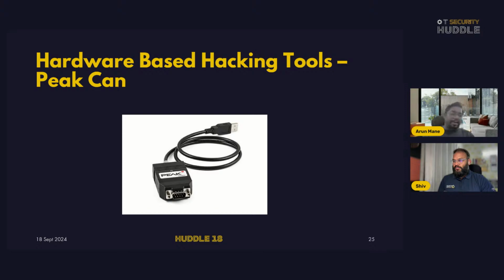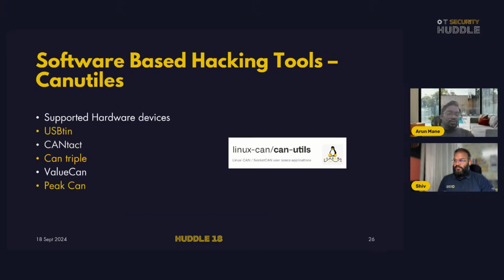Personally we use PickCan as well. These are the tools you can buy. It costs around maybe $200 to $300, but in Indian rupees like 25 to 30,000. You can easily get it in India as well. So these are the tools. So what exactly does the software part do?